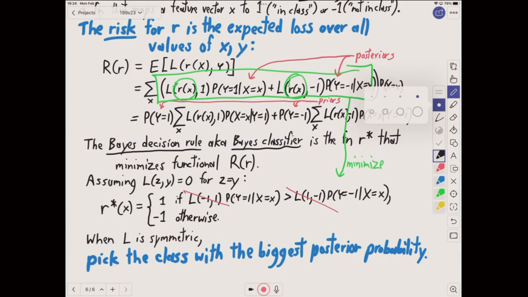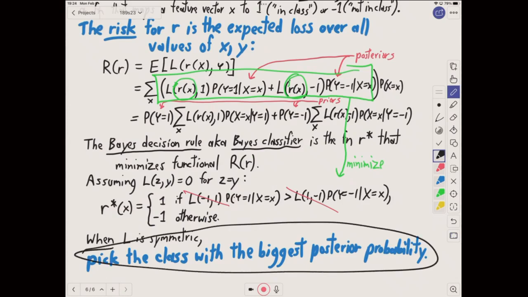All right, so I said pick the class with the biggest posterior probability. That is a great rule of thumb to memorize, but I did condition it. It only works when L is symmetric. When L is not symmetric, then you have to include the loss functions after all. So then you can think of it as being weighted posterior probabilities. I'm taking the posterior probabilities, I'm weighting them with the loss functions and then comparing them. So that's a little bit harder to remember, but if you can remember this, then it's easier to then remember how to take the next step when you have an asymmetric loss.